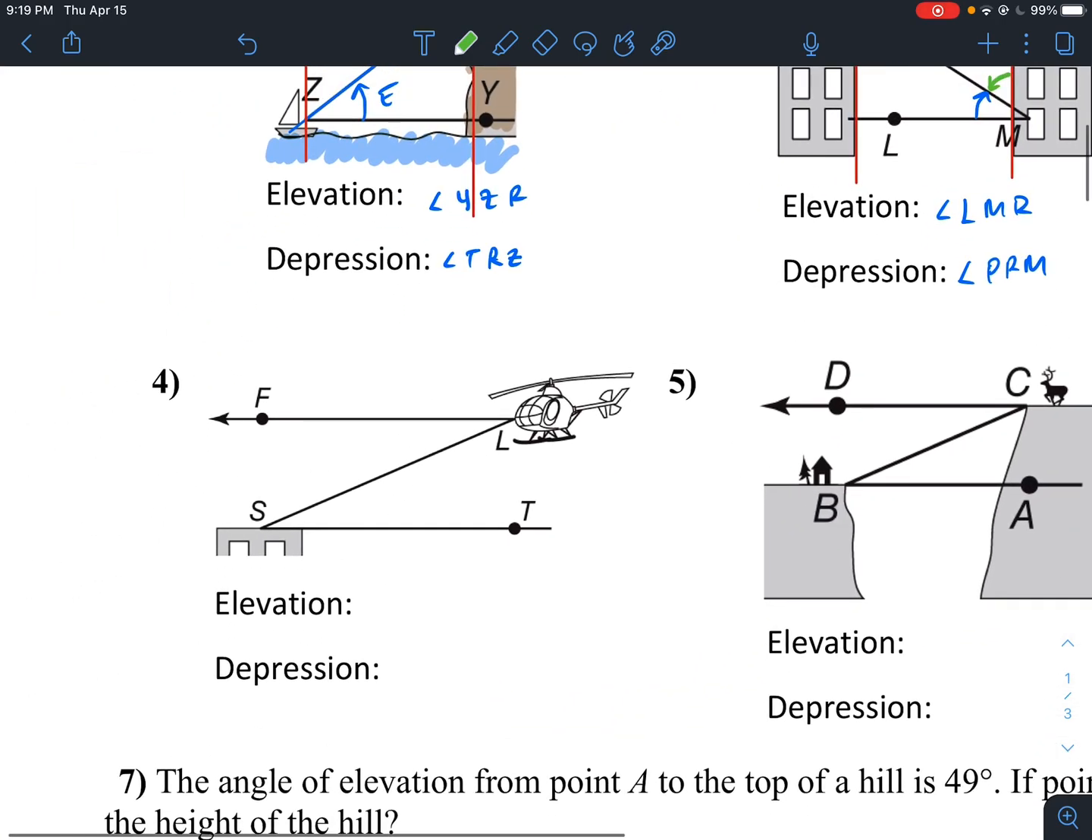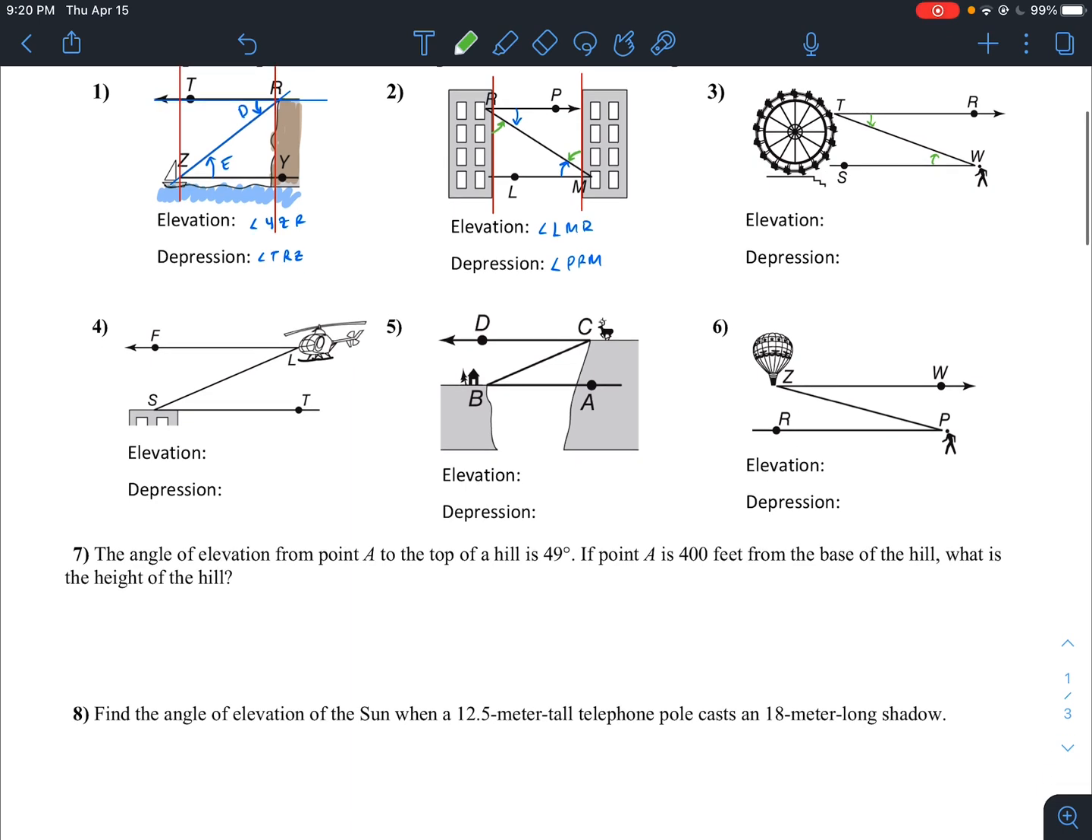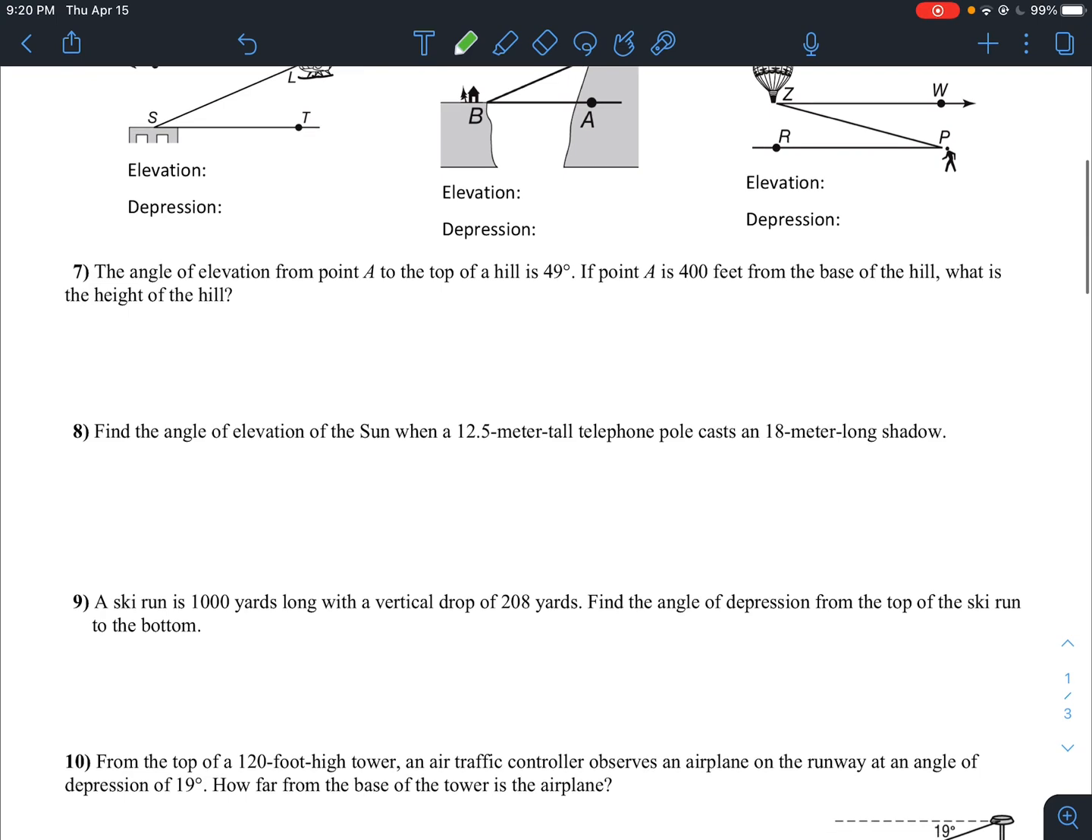So go ahead and go through these problems and identify the angle of elevation and angle of depression, and then let's talk about these story problems.